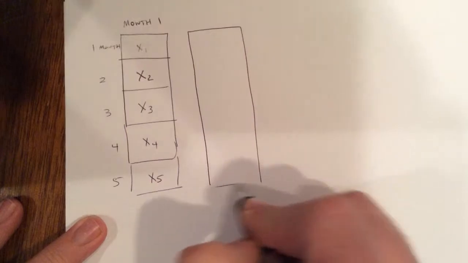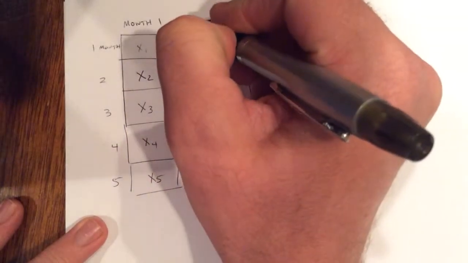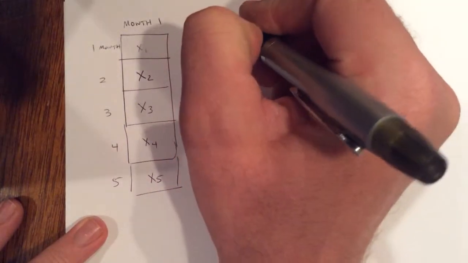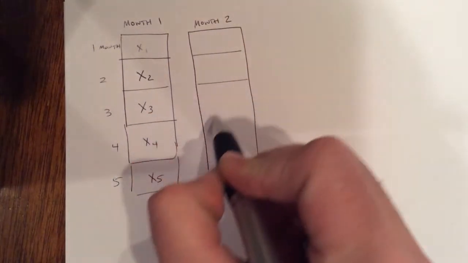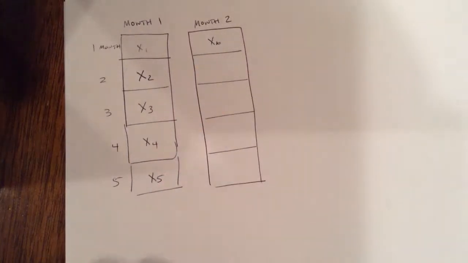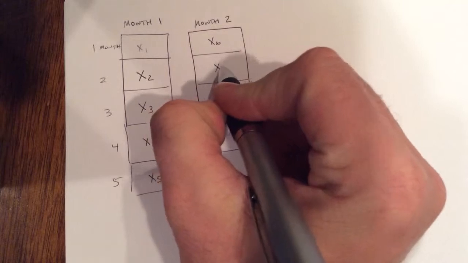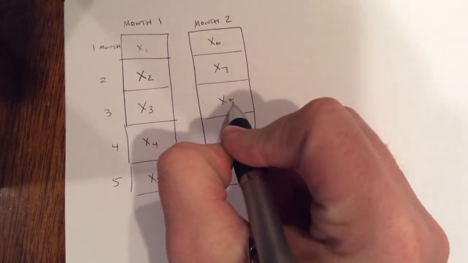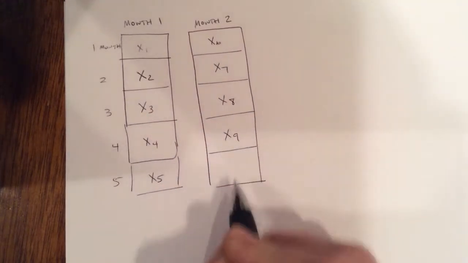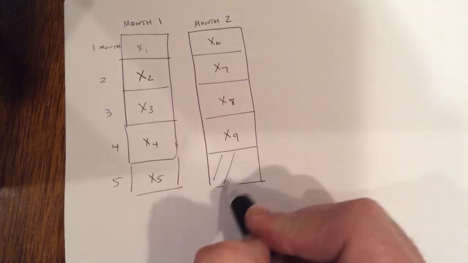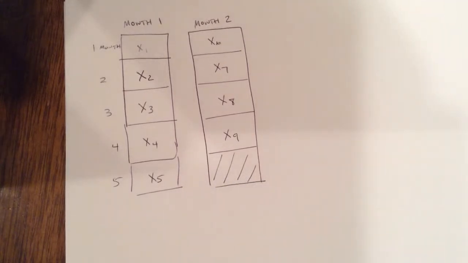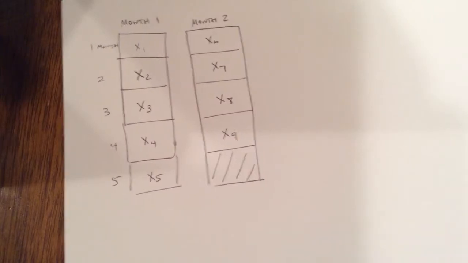We also have a set of variables of month 2. So in month 2, I can take out X6, which is a 1-month loan beginning in month 2 that will be due in month 3, X7, X8, X9. But I can't take out a 5-month loan because that'll be due at the end of the 7th month and we're only looking at 6 months out. Okay, so that's what we have for month 2.